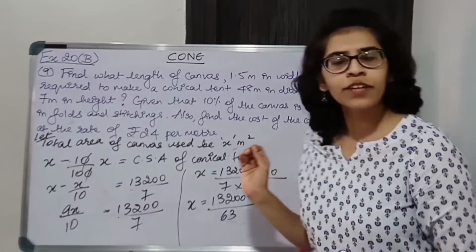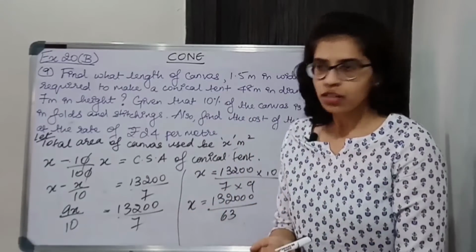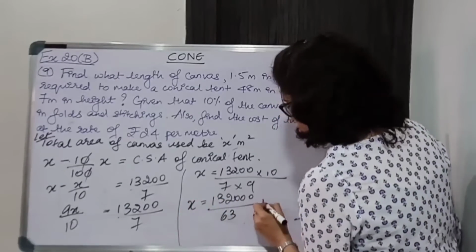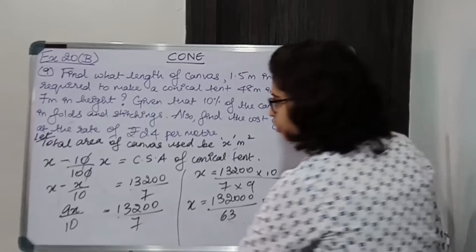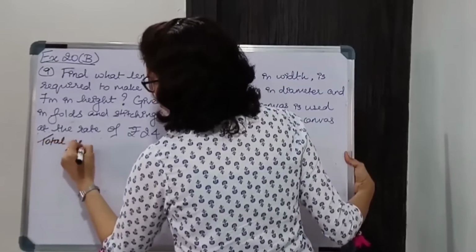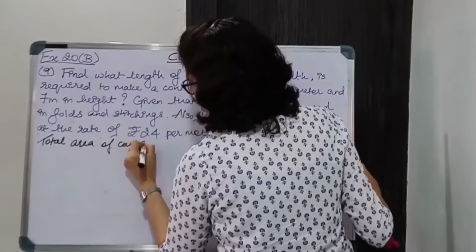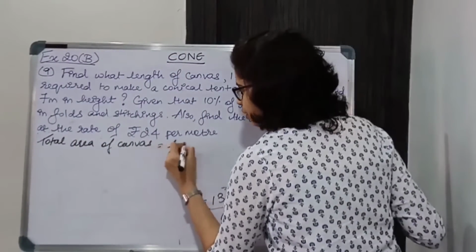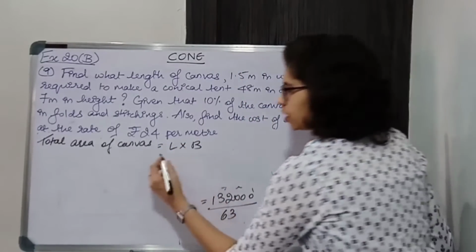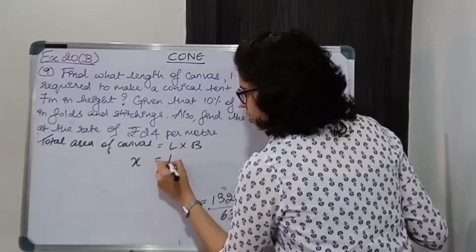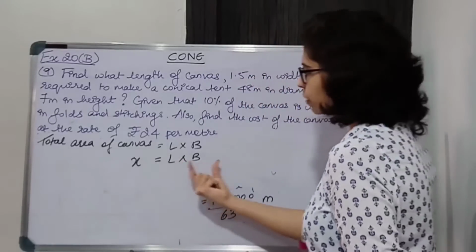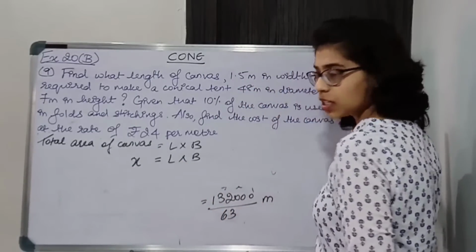Now total area of canvas is rectangular, so this is nothing but L into B. Total area of canvas, okay, rectangular canvas is L into B. Capital L into capital B. Okay, but x is equal to L into B. Okay, total area of canvas we considered x, so x is equal to L into B. What is x? X is this, okay.